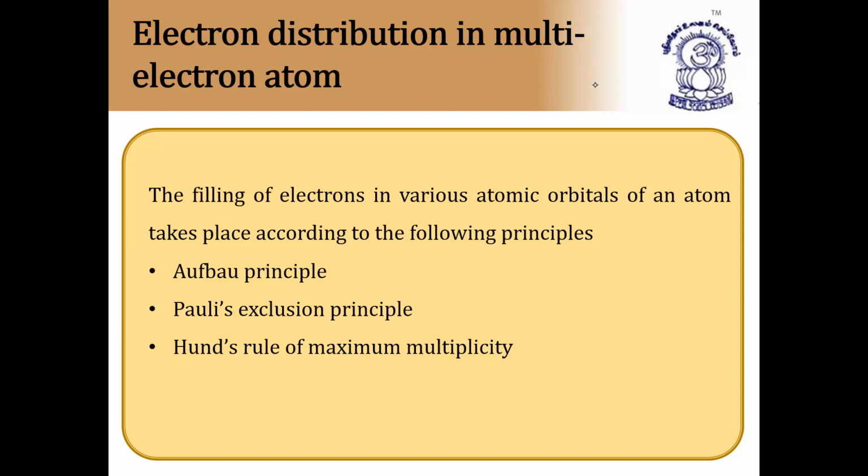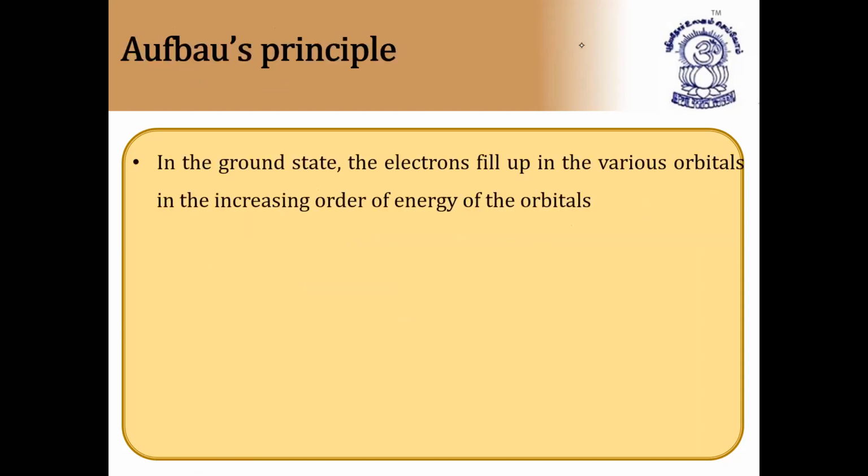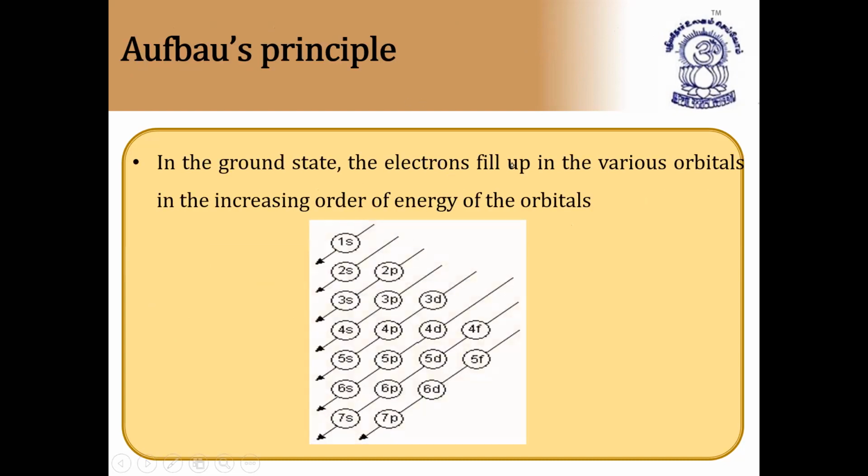Next, what is the Aufbau principle? In the ground state, the electrons fill up in the various orbitals in the increasing order of the energy of the orbitals. You can see first 1s, next 2s, next 2p, next 3s, next 3p, next 4s, next 3d. So you can understand this diagram. The way this diagram goes, like this only you have to convert it and so on.